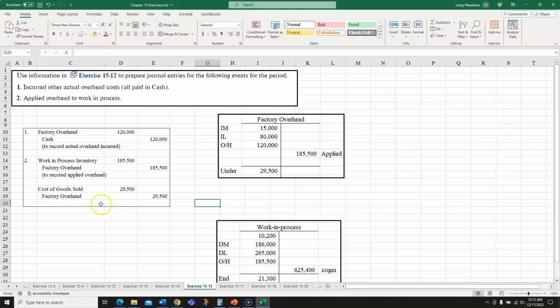So if I wanted to go one step further, we weren't asked for that, but we can easily do that here since we already have this amount. And if I credit factory overhead, that will give me a zero balance in my factory overhead if I was going to close it out for the period, and it would go to cost of goods sold. And let's say this had been an overapplied situation, I would then just debit factory overhead and credit cost of goods sold. So, okay, that is exercise 15-15. And let's take a look at exercise 15-17.